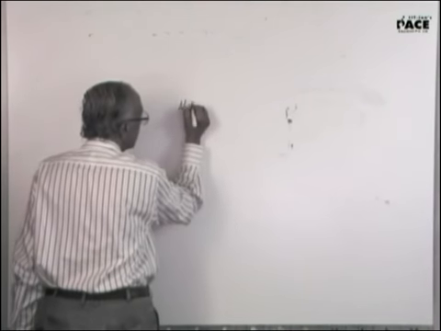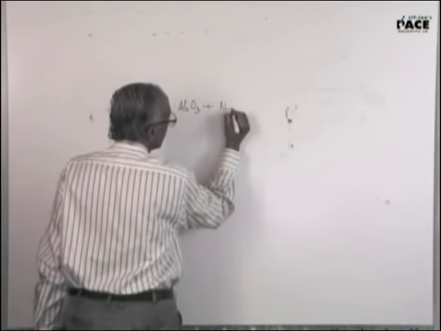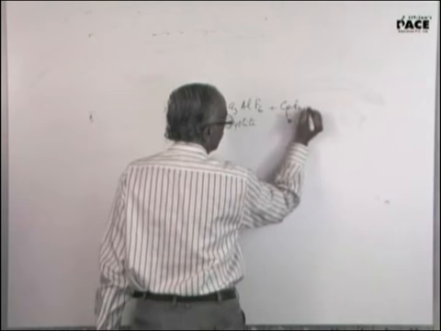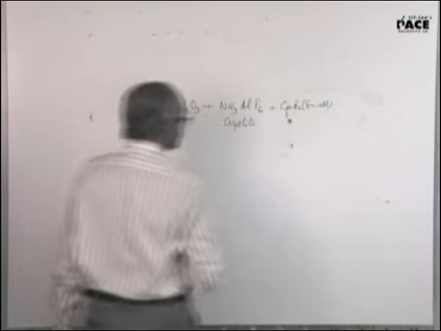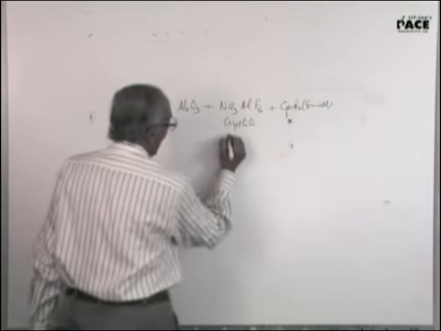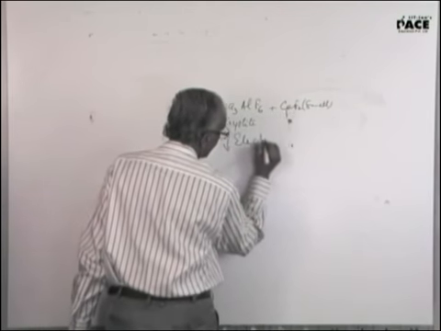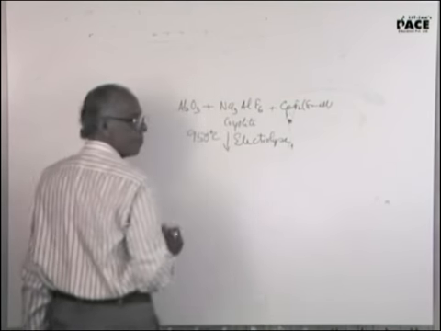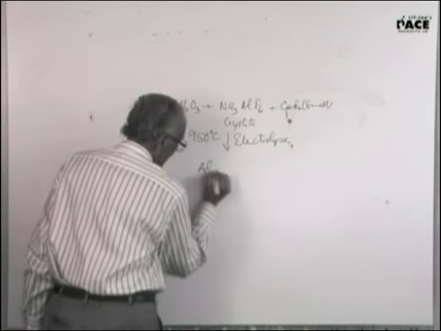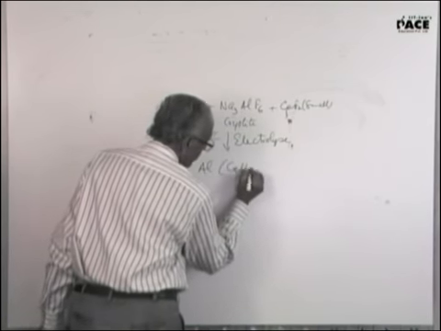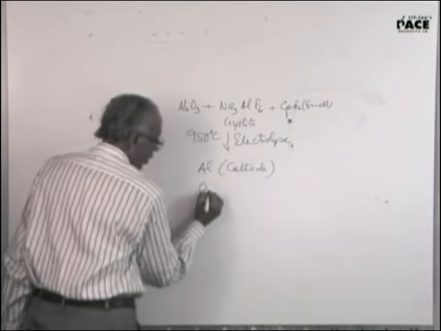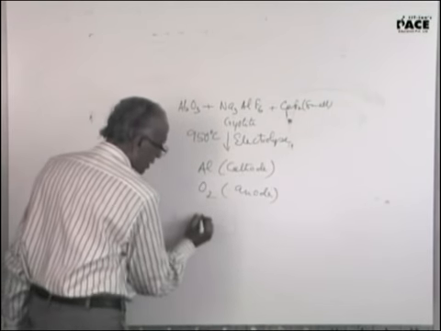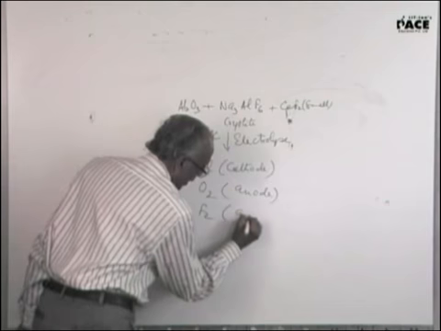Now alumina, you mix with a little bit of calcium fluoride, small amount. And electrolyze it at 950 degrees Celsius. You get aluminium at the cathode and oxygen at the anode. And along with oxygen, some amount of fluorine is also evolved at the anode.